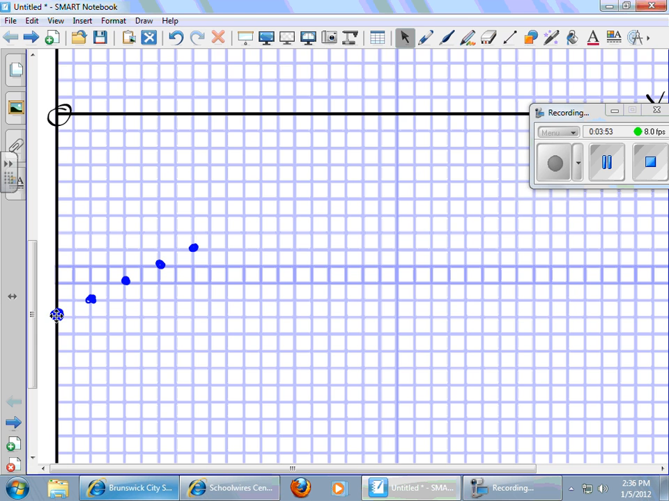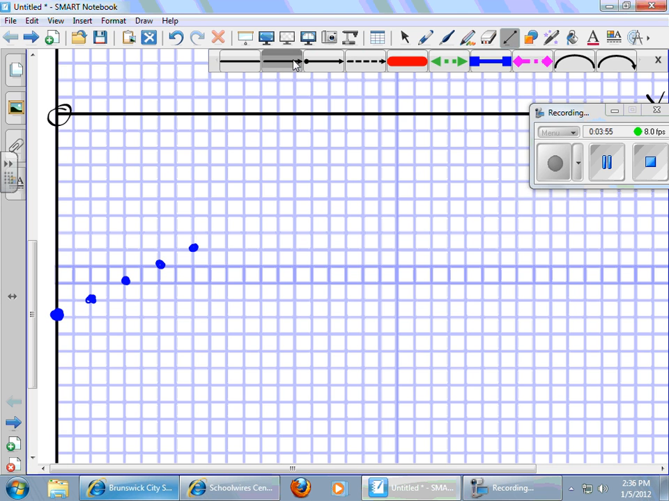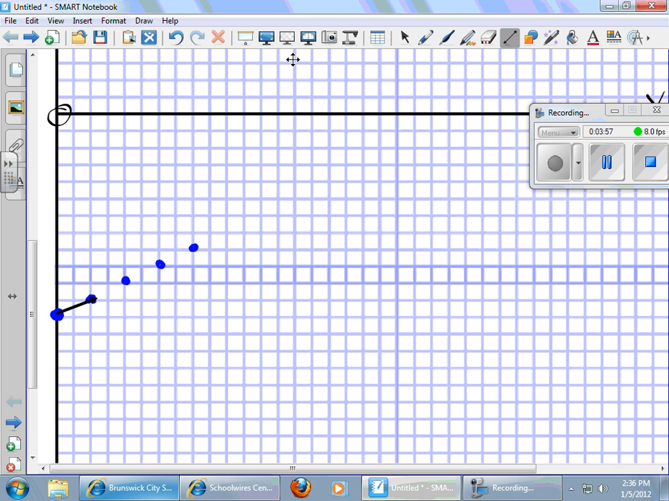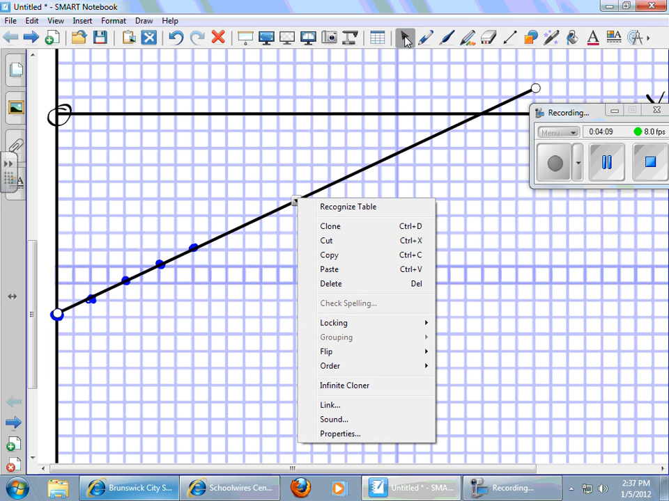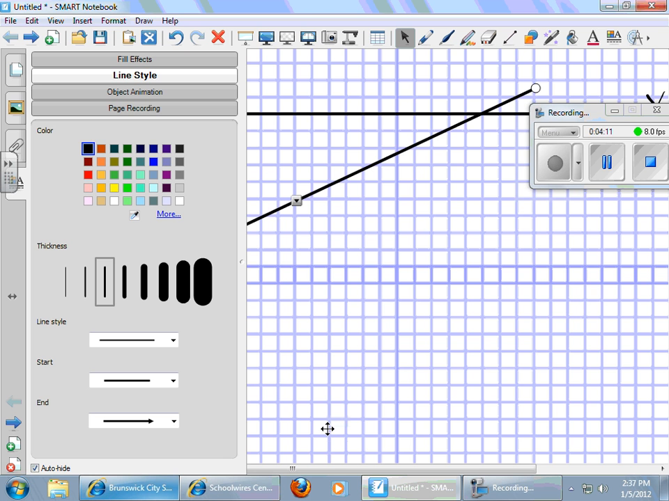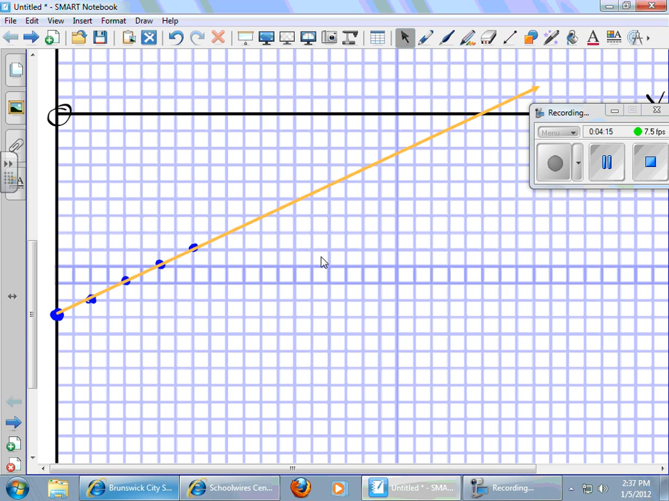Now I'm going to go ahead and draw this line in here. Okay, that looks pretty decent. I'm going to change that line so it stands out a little bit better.